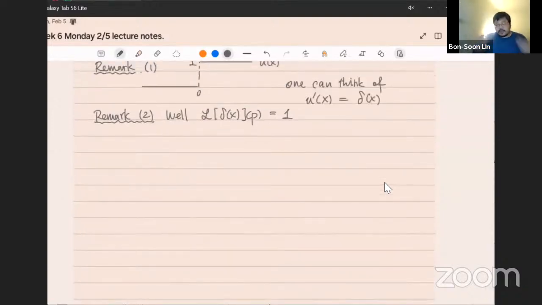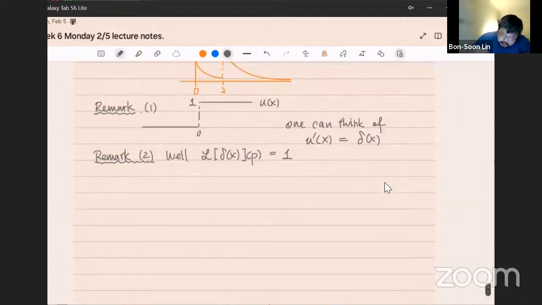But we can push this further. We figured out a function, delta, whose Laplace transform is 1. We can ask, is there a function whose Laplace transform is p, or p squared, or p cubed, and so on? Now, for those functions, we don't have them yet in our table, but we're going to define them. So what we're going to do is calculate the derivative of the Laplace transform.